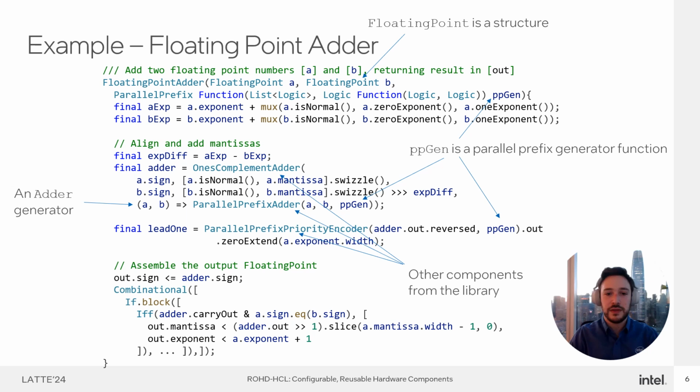This component leverages other components from the library, like the ones complement adder and the parallel prefix priority encoder, which are independently usable as well outside of the floating point adder. An extensive testing suite and complete documentation are created for this implementation. Users of this adder can read the documentation and example, read the tests for reference, and to build confidence, and then just pass 2 floating point arguments in and get an output.